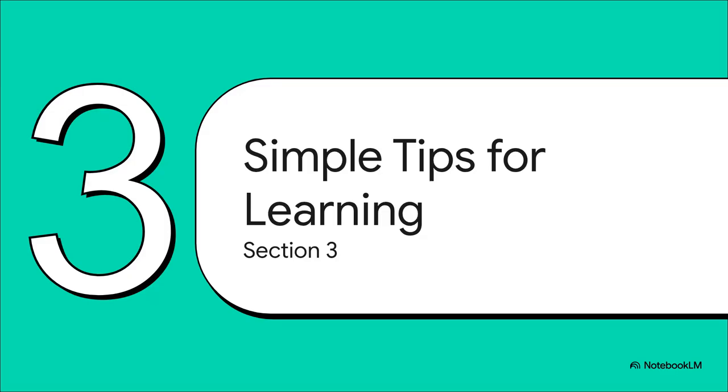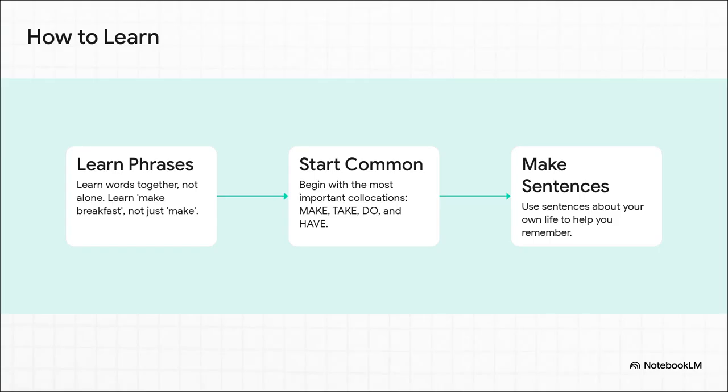Okay, so now you know about the 4 big verbs. But you're probably thinking, how am I supposed to remember all of this? Don't worry. Let's head into section 3 for some very simple tips. Here are 3 really easy tips. First, and this is a big one, always learn the full phrase, the 2 words together. So don't just learn make breakfast.